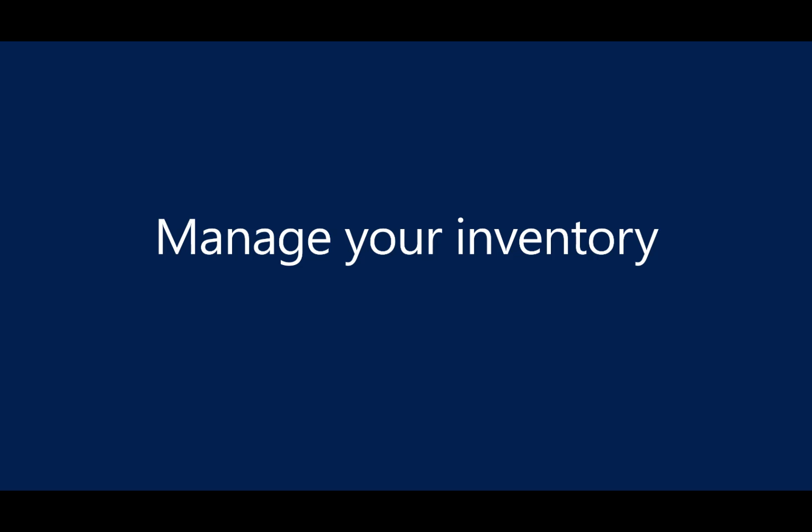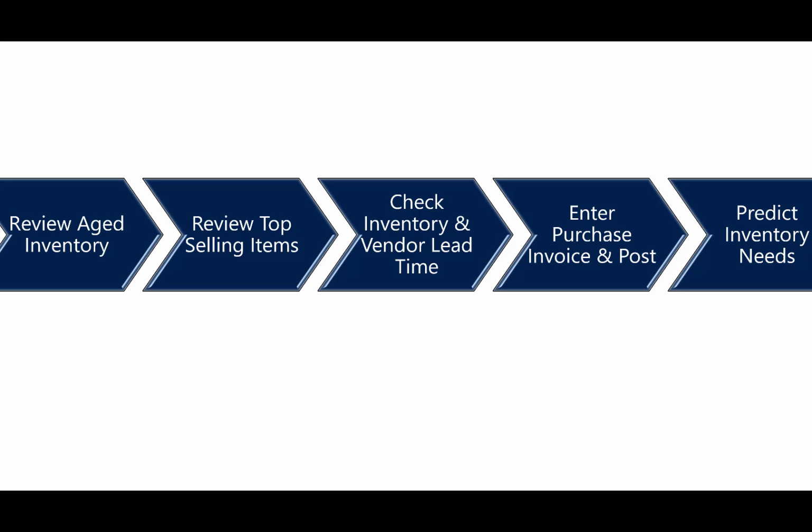In this demonstration, we will show you how to manage your inventory with Dynamics 365 Business Central. To accomplish that, we will walk through 5 steps, including how to review the aged inventory, review the top selling items report, review and check the inventory and vendor lead time to make sure we're making good buying decisions, enter the purchase invoice and post it, and then show you some new technologies around predicting your inventory needs.